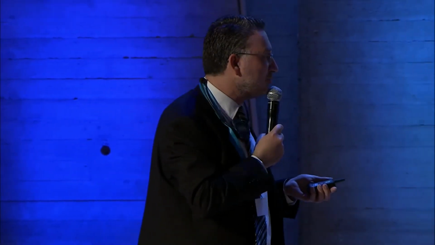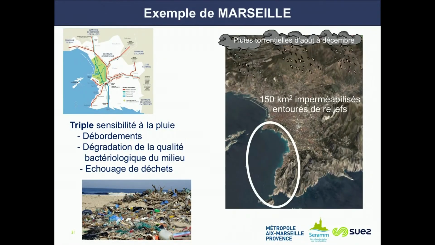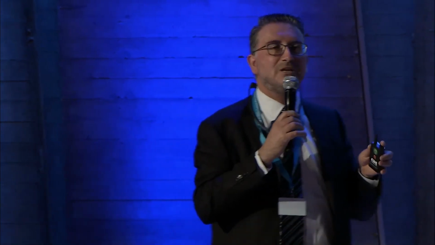Une sensibilité aux débordements qui peuvent se produire dans l'agglomération, une sensibilité également au déversement et donc à l'atteinte du milieu naturel. Et vous voyez dans la zone blanche, c'est la zone des plages, l'endroit où on peut avoir des déversements lorsqu'il pleut. Et enfin, la troisième problématique, c'est une problématique d'échouage de déchets qui sont charriés quasiment à chaque pluie importante par les 55 km de rivières urbaines. Peut-être ignoriez-vous qu'à Marseille, il y avait des rivières urbaines, eh bien c'est le cas. Et elles charrient des déchets que vous pouvez retrouver quasiment à chaque pluie importante sur les plages.